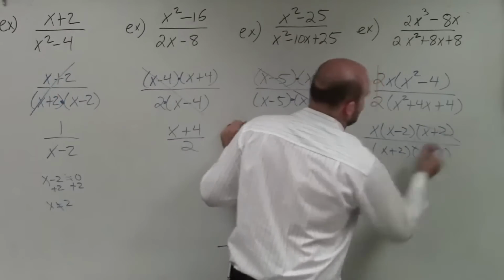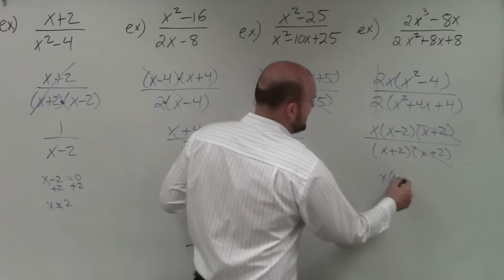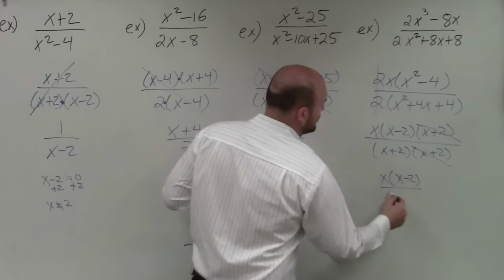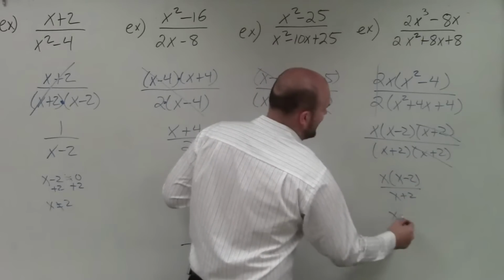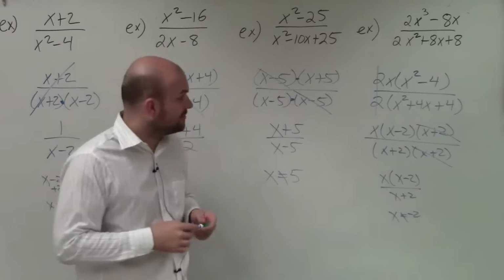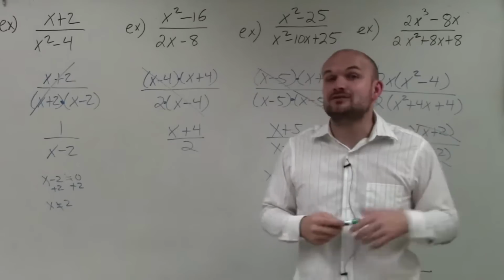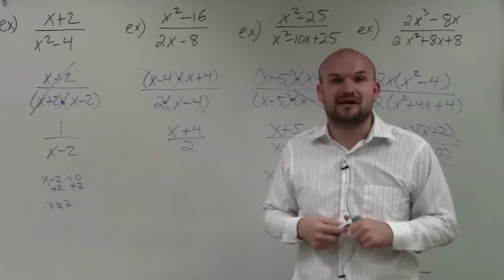So therefore, these two expressions can divide out. And I'm left with x times x minus 2 all over x plus 2, where x cannot equal negative 2, because again, that would make your denominator 0. And there you go, ladies and gentlemen. That is just your basic technique for simplifying rational expressions by using your special factoring techniques.